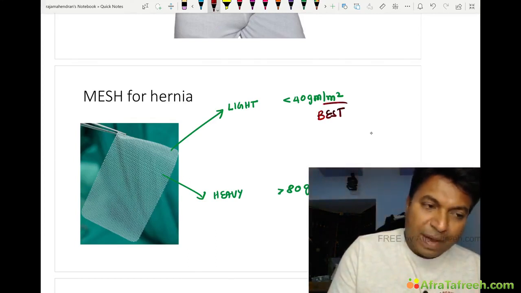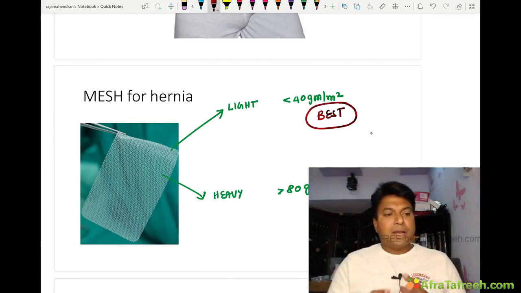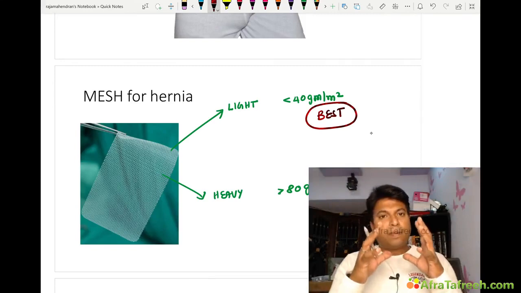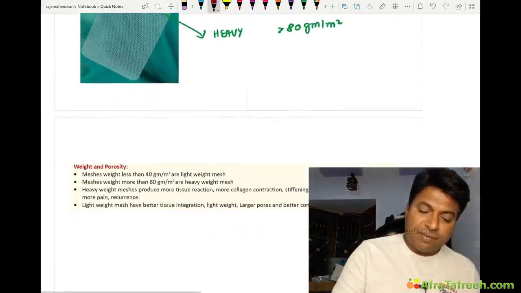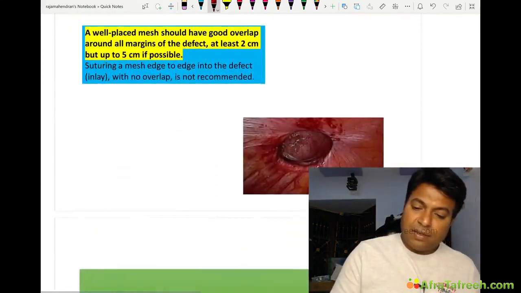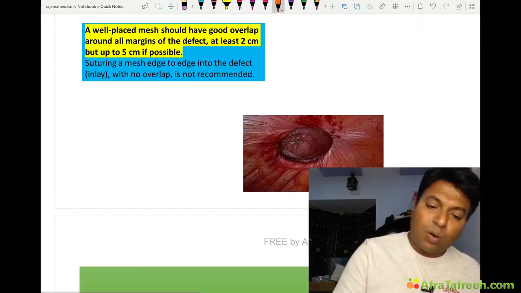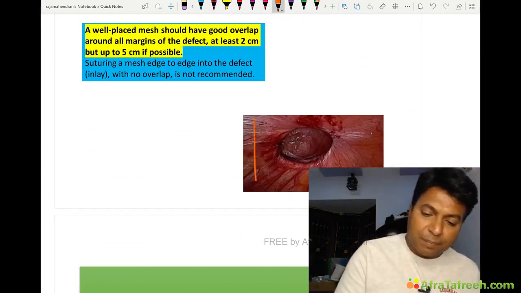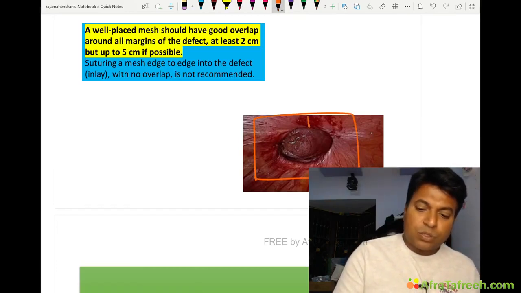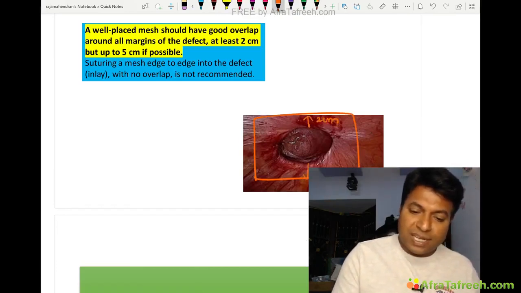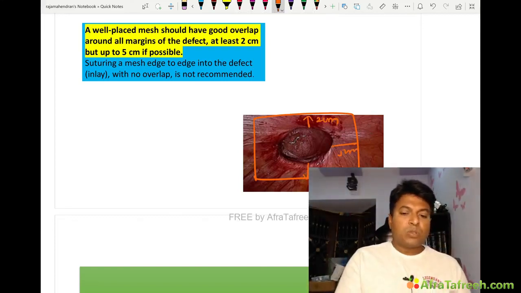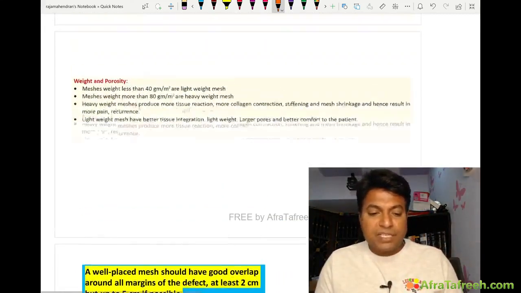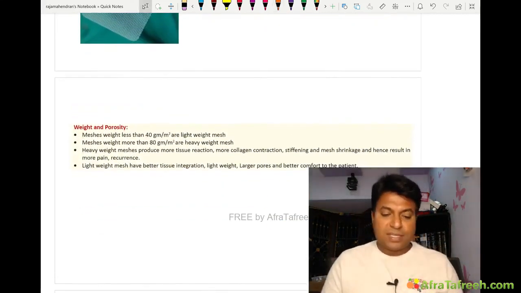Best for hernia repairs is lightweight mesh, because even if they go for contracture, they will occupy more of the space. And if there is a defect like this, we have to overlap at least 2 centimeter with the mesh, at least 2 centimeter on all sides. Even up to 5 centimeter I can overlap. So 2 to 5 centimeter minimum is needed. So lightweight mesh is the ideal mesh used in practice nowadays.